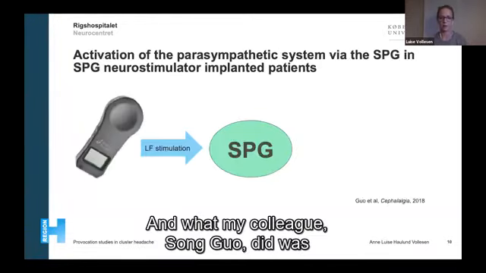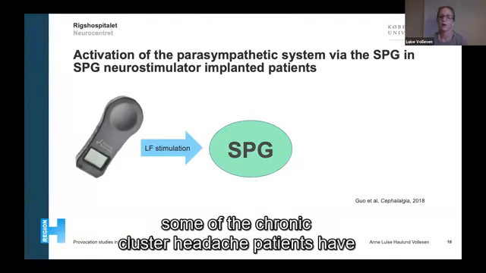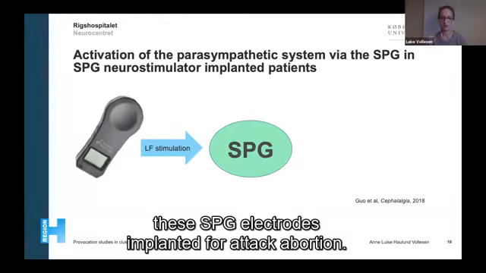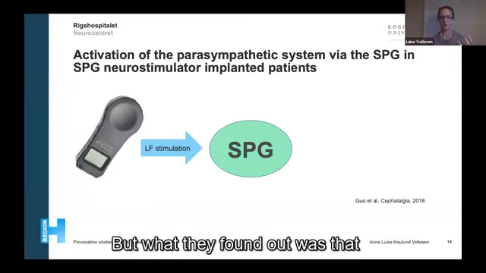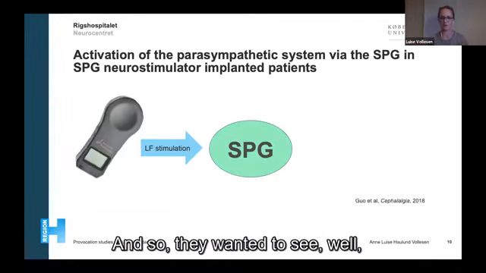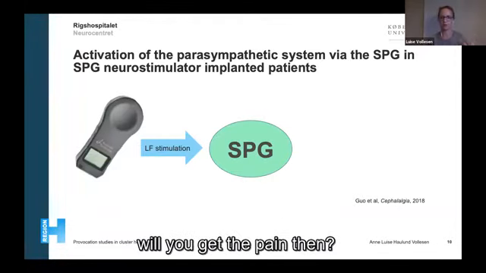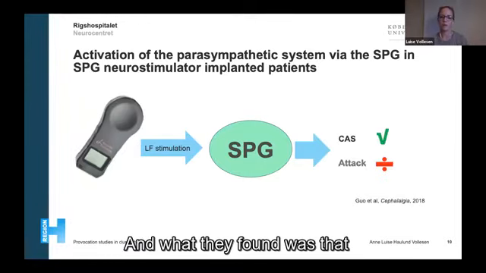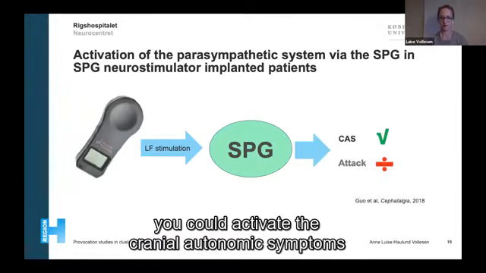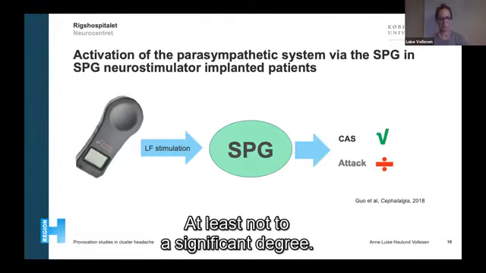And what my colleague Sanguo did was take advantage of the fact that, as was mentioned earlier, some of the chronic cluster headache patients have these SPG electrodes implanted for attack abortion. But what they found out was that if you did low frequency stimulation, you could actually activate the system instead. And so they wanted to see, well, if you activate the cranial autonomic symptoms, will you get the pain then? And what they found was that you could activate the cranial autonomic symptoms, but not the attacks, at least not to a significant degree.